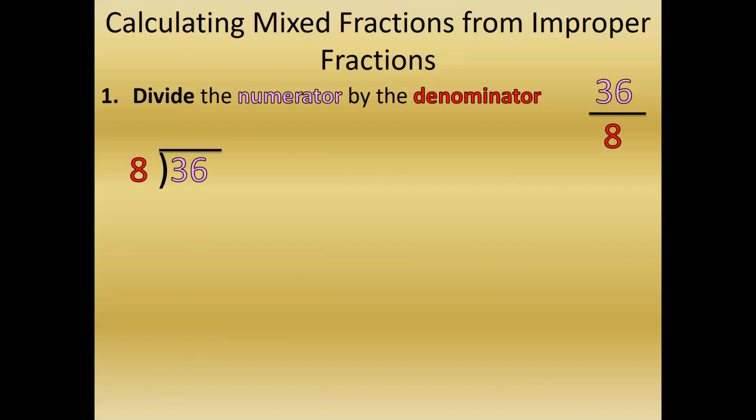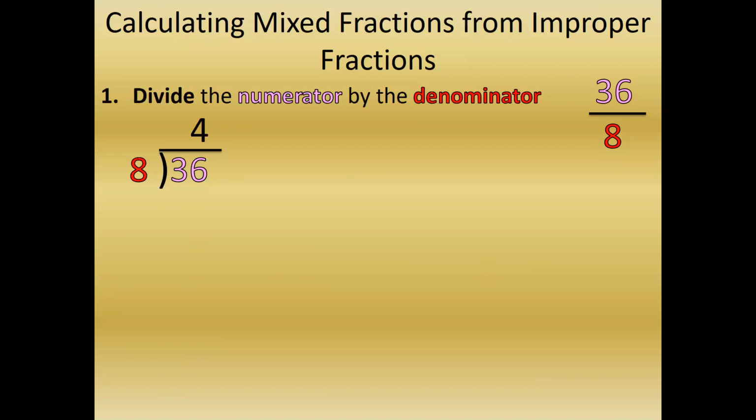Go through your 8 times tables. 8 times 1 is 8. 8 times 2 is 16. 8 times 3 is 24. 8 times 4 is 32. 8 times 5 is 40. But 40 is too big, so it means we have to go down 1. So it would be 4.